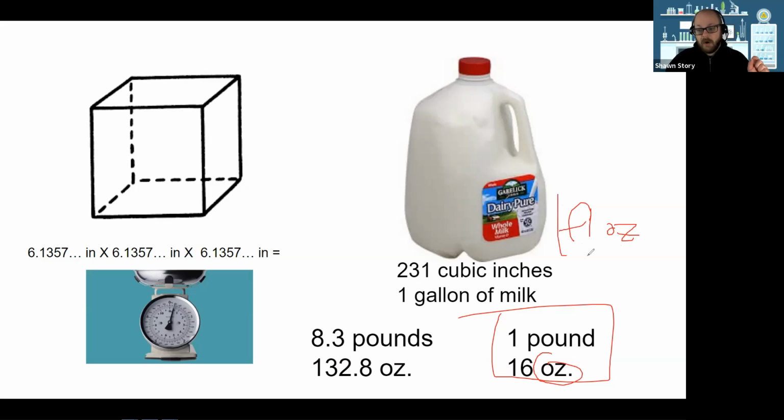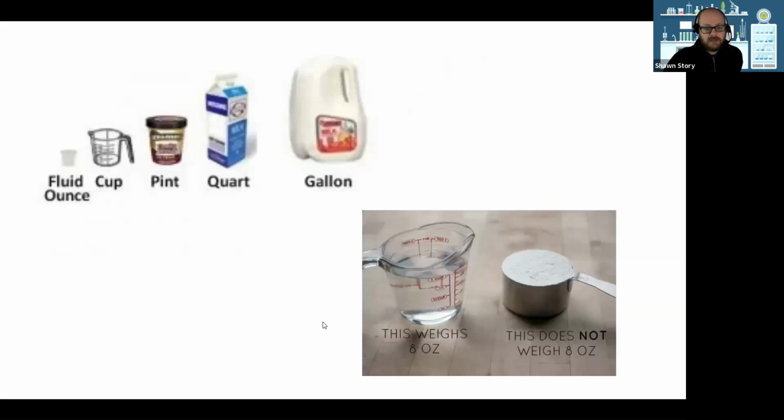So you do have to know, are you talking about fluid ounces, which is the amount of liquid, or are you talking about the weight of something like a 4-ounce steak or an 8-ounce steak? That is the weight of it if you put it on a scale. Does that make sense? Yes. So we have 1 pound is 16 ounces. Ugh, why do we do this to ourselves?